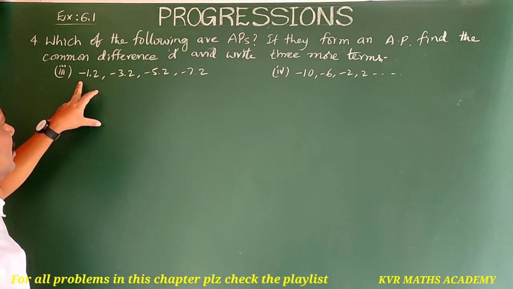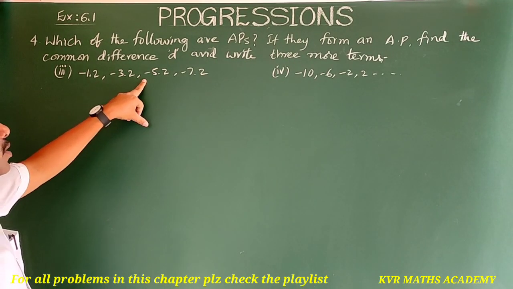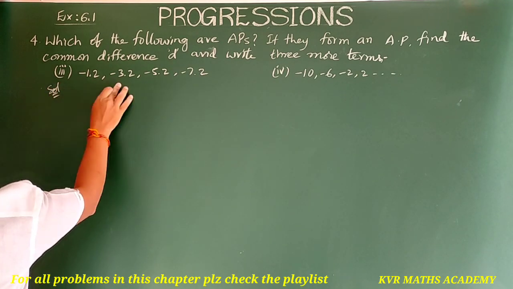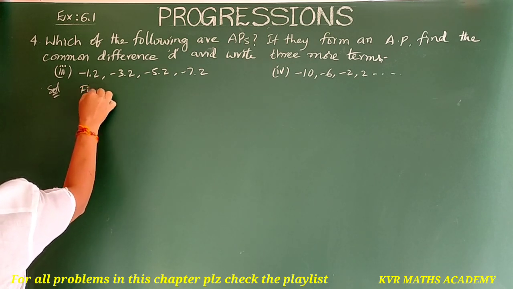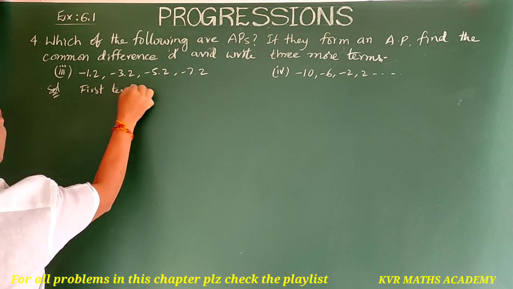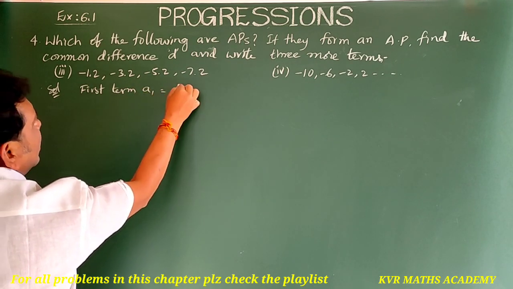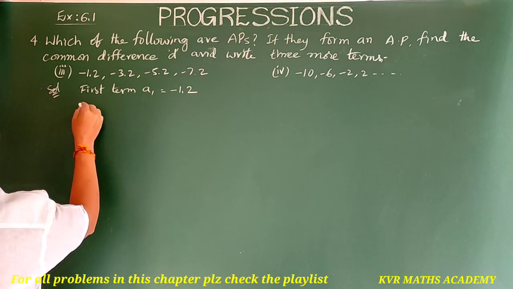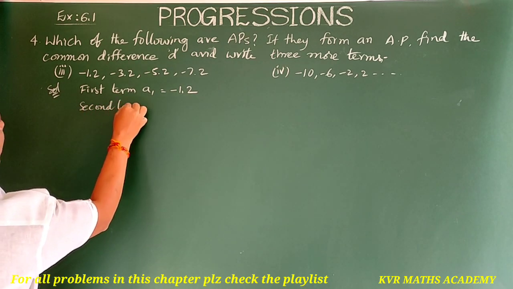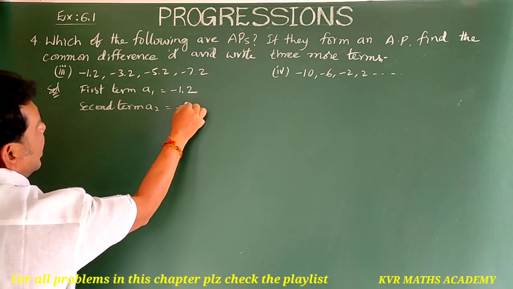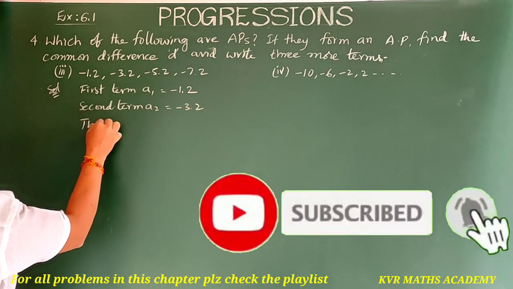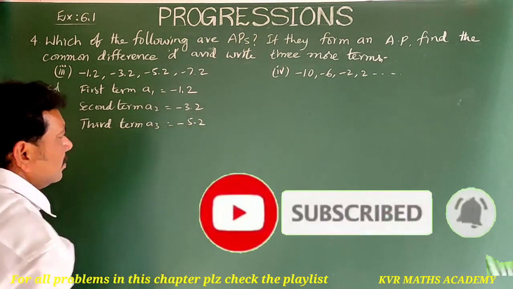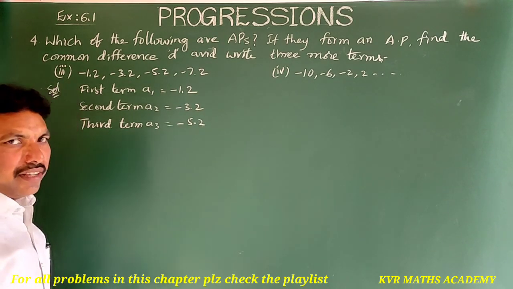Next, third question: minus 1.2, minus 3.2, minus 5.2, minus 7.2. Solution: first term a1 is equal to minus 1.2. Next, second term a2 is equal to minus 3.2. Next, third term a3 is equal to minus 5.2. Let us find the common difference.